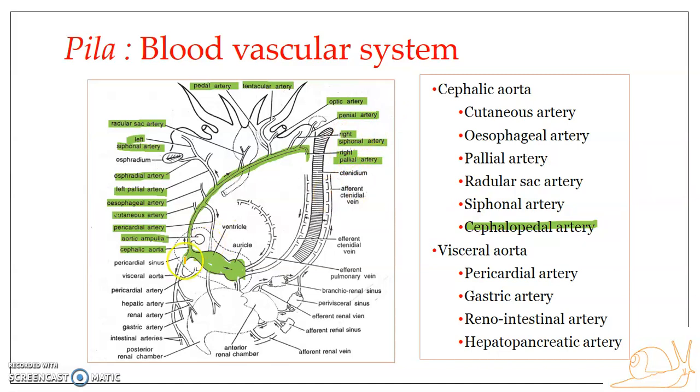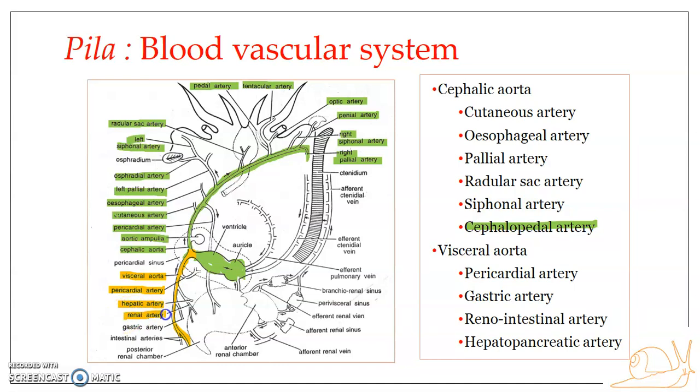Now we can go to the branches of the next one, that is the visceral aorta. The visceral aorta is the second branch of the main aortic trunk. Here we can see the visceral aorta, extending towards the visceral mass. Now what are the branches? One here, you can see, gives off the pericardial artery to the pericardium. Next we have the hepatopancreatic artery, which supplies the hepatopancreas, the digestive gland.